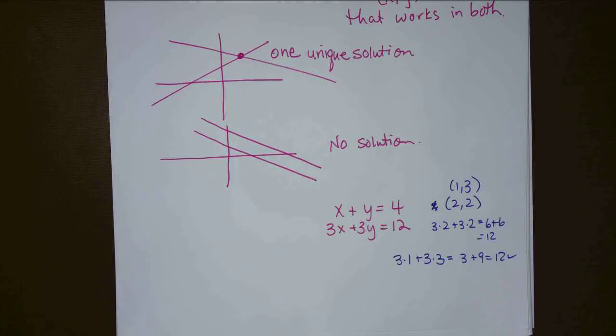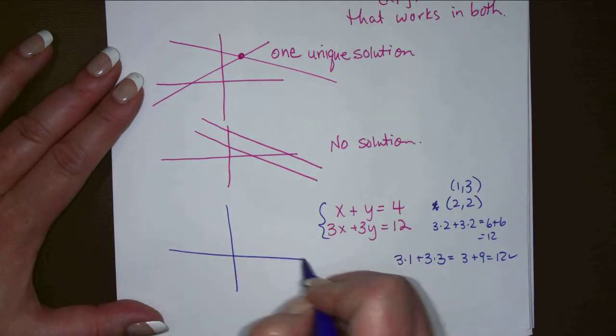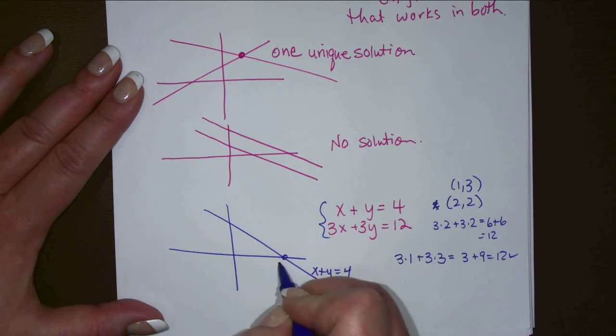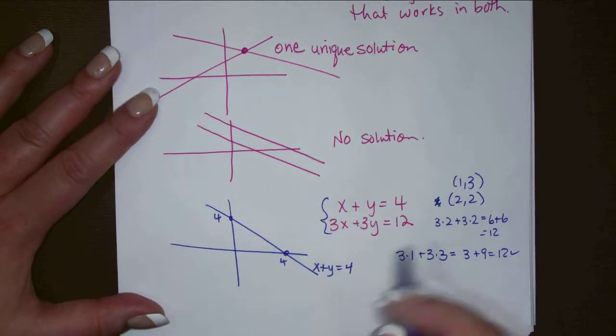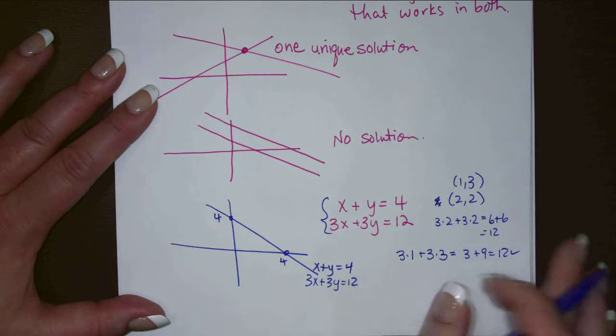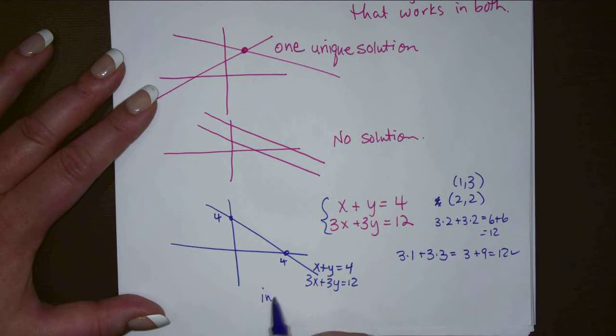So this is a system, but the system is sort of flawed. It's actually the same equation twice. So how many solutions does this have? This is the line x plus y equals 4. It goes through 4 and 4 here. But it's also the line 3x plus 3y equals 12. It's the same line. So this has infinitely many solutions.